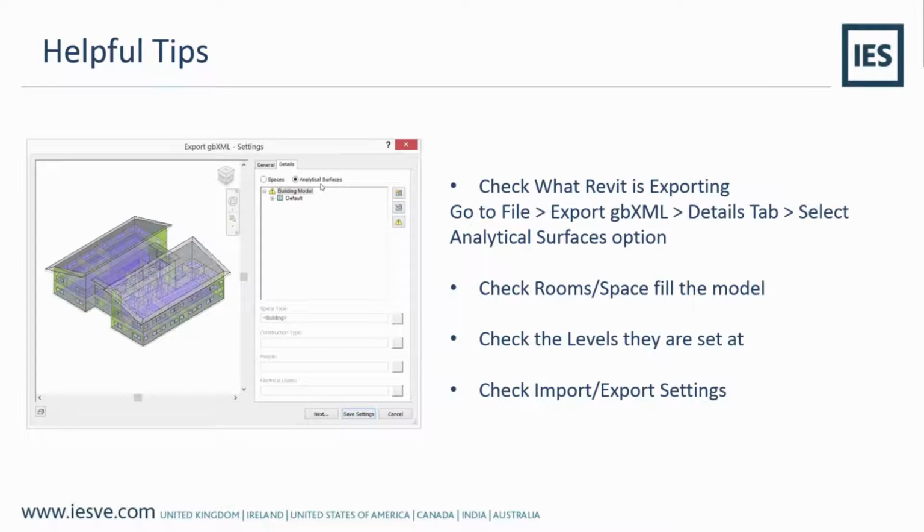So other things that can help within Revit itself before you get to the VE: in the export settings options, there's a details tab. In there you can click on the analytical surfaces option, and it gives you an early indication of what's been exported from Revit before you go through the process of fully exporting your model. You can also isolate zones in there and see room by room what you're looking at.